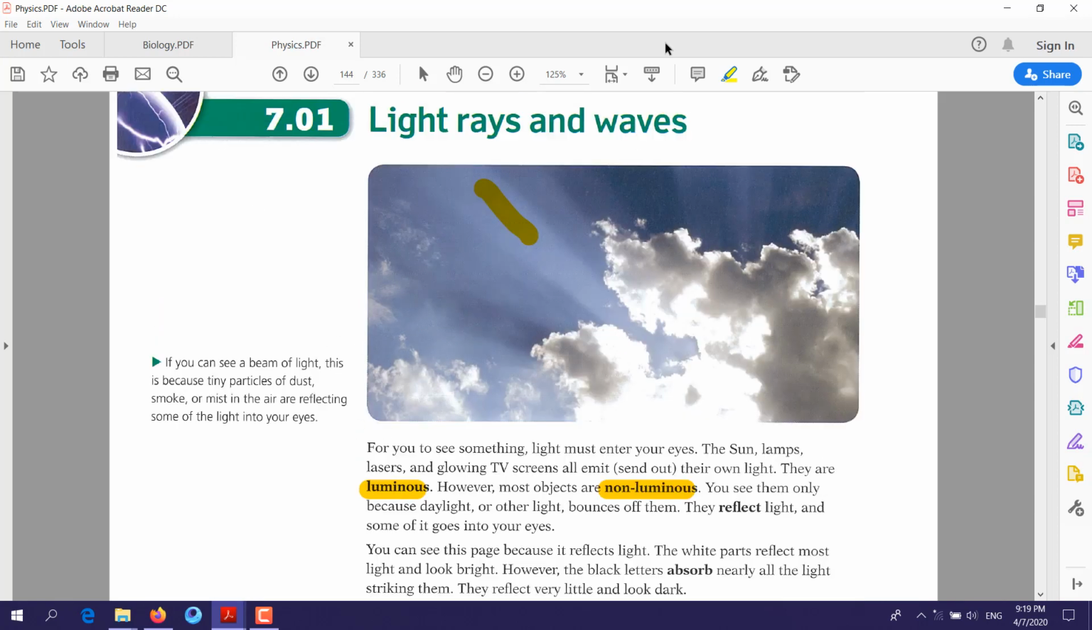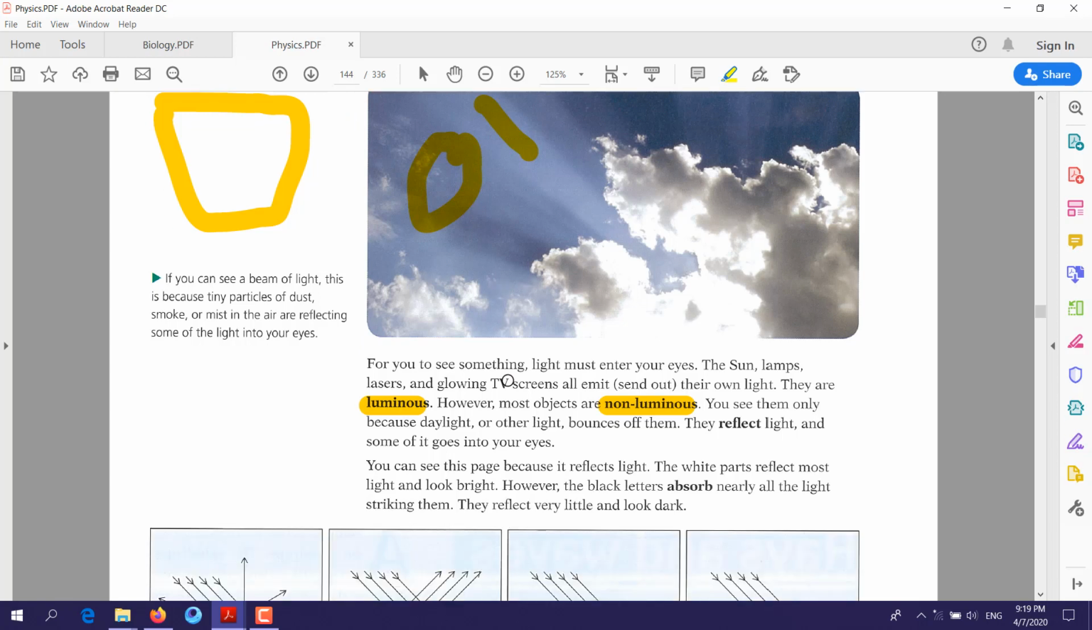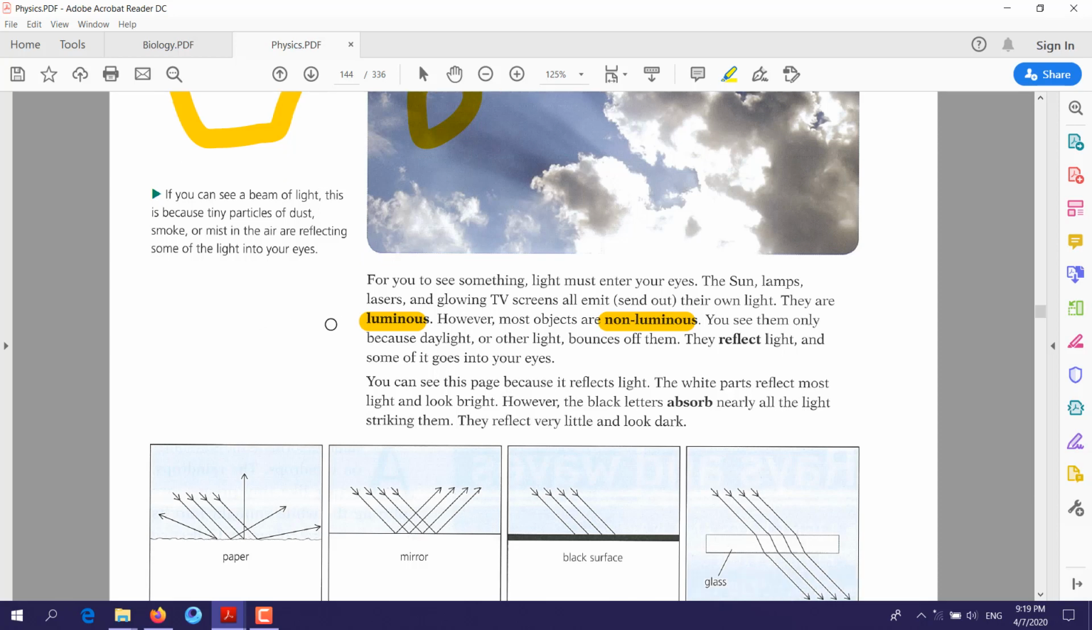Now, when you are looking at this page, you are seeing this page. Why? Because it's reflecting light. But for example, here it looks brighter than this one. The reason behind this: the surface that reflects more light looks brighter, while the one that reflects only some of the light looks a little bit darker. So some surfaces will reflect the light, others will absorb the light.